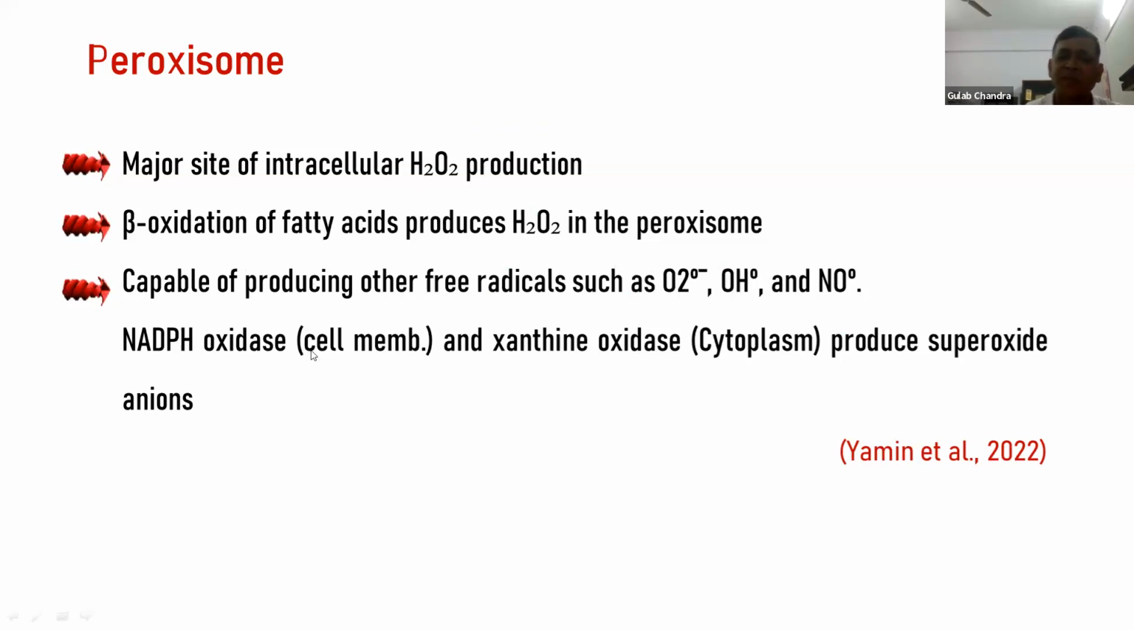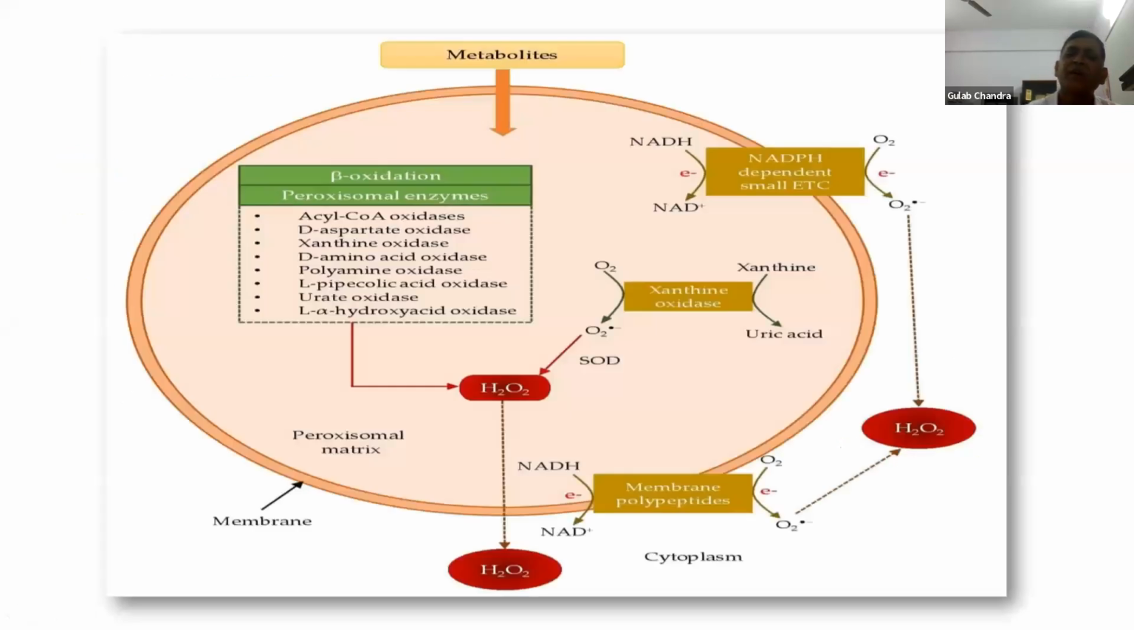NADPH oxidase that is found on the cell membrane is responsible for the production, as discussed in the mitochondria, and xanthine oxidase that is found in the cytoplasm will also produce free radicals. This is the picture of the peroxisome. In this picture it has been shown how the radicals are produced in the peroxisome.